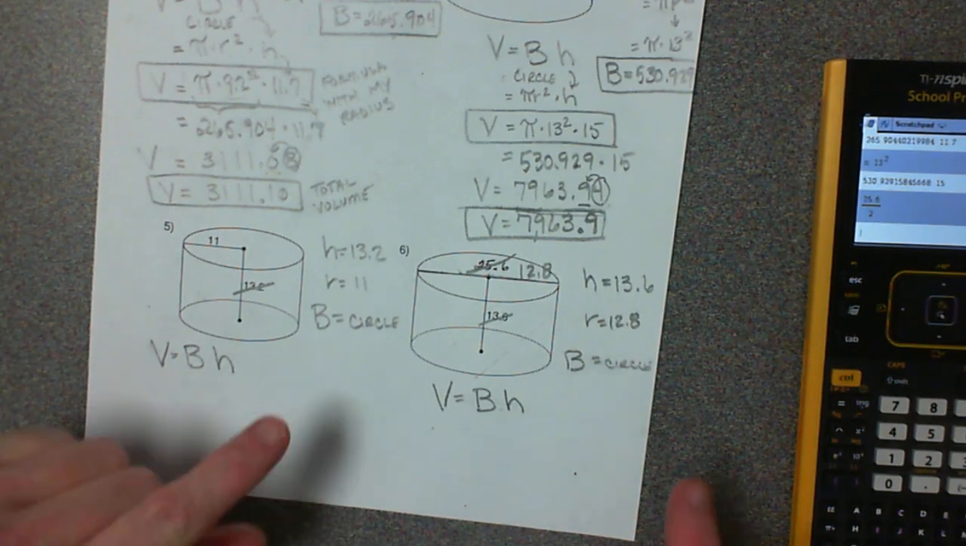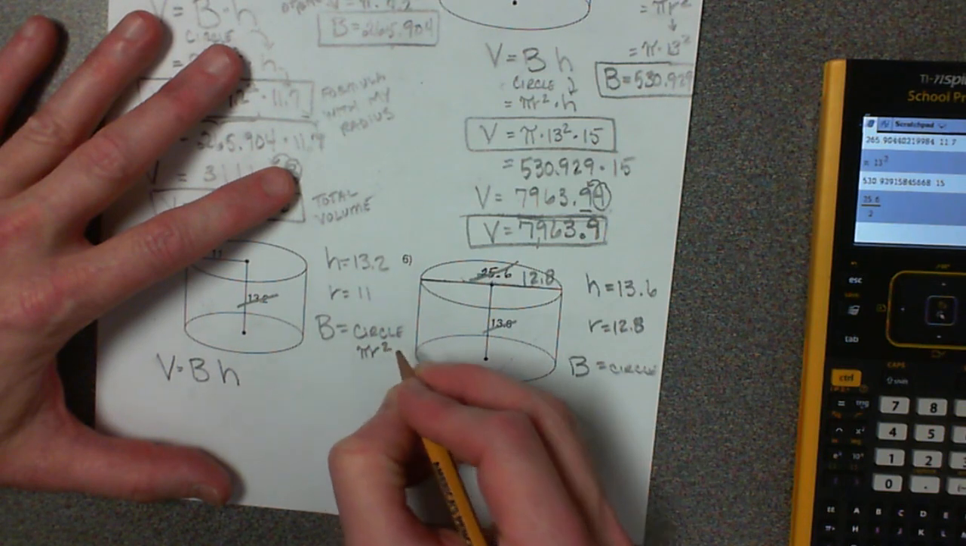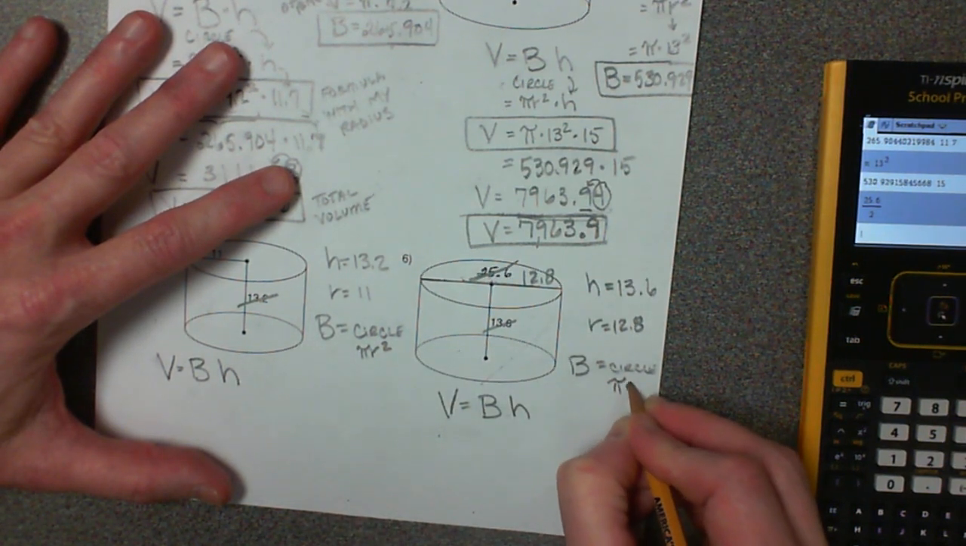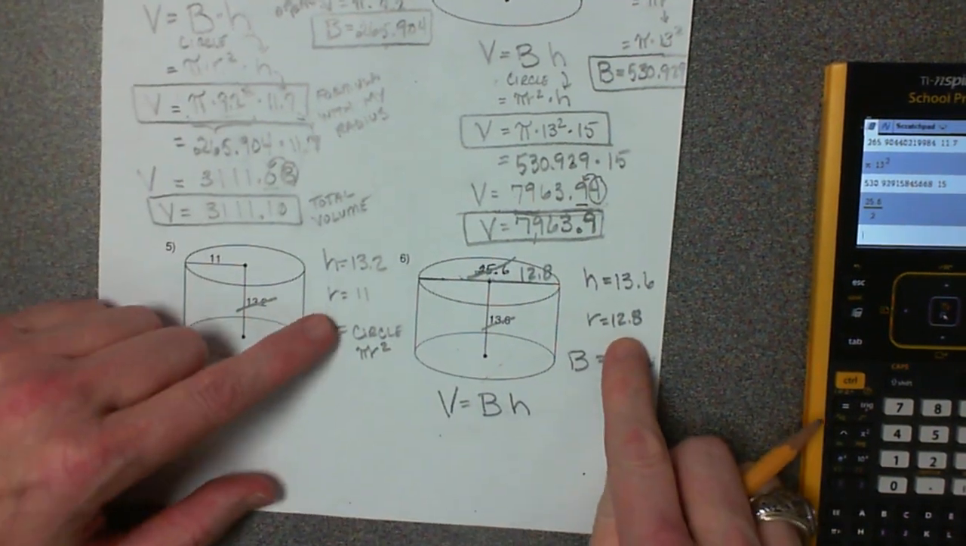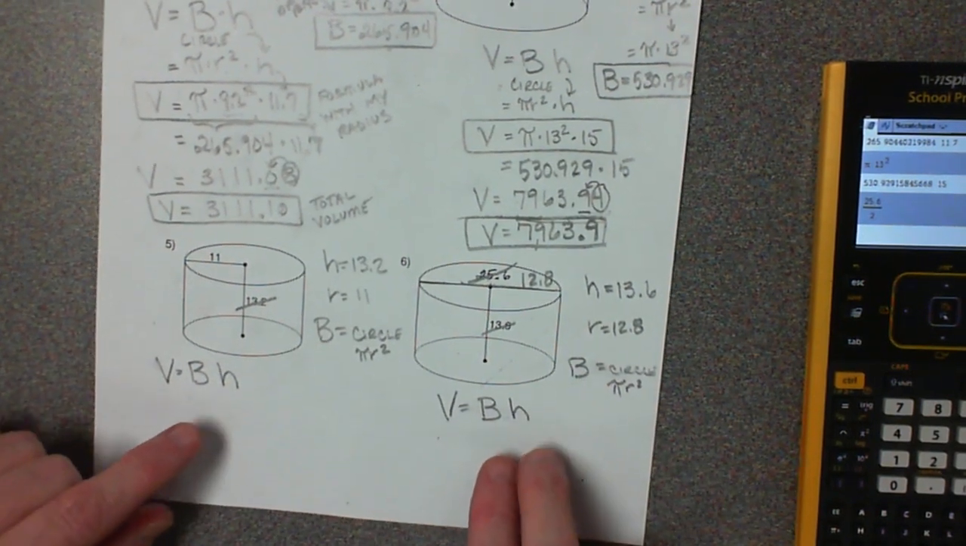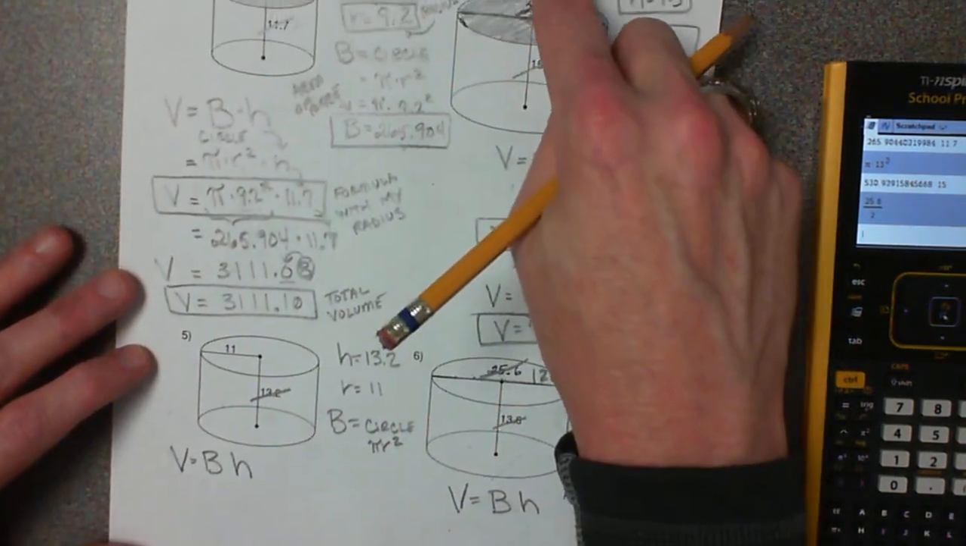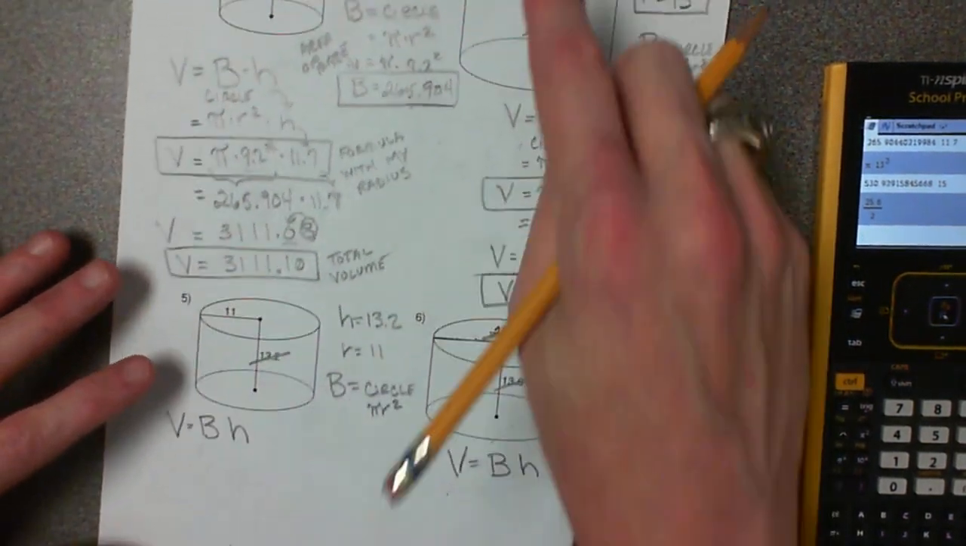Okay. The next piece is you're going to put in the formula for the area of the circle, pi r squared. Use your radius here to find your capital B. Make sure you get your formulas written and the total volumes rounded to the nearest tenth. I'll let you do the rest on your own.